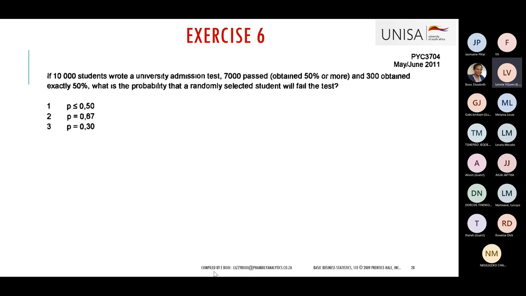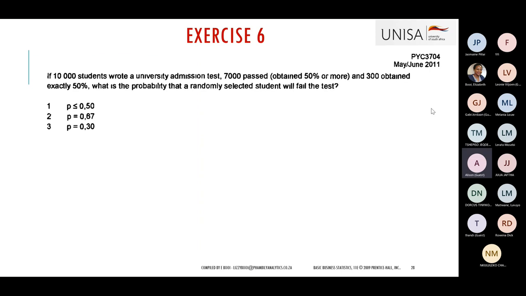So the answer would be number three, because it's the same question as the previous one, but I just want to understand why they do not take into consideration the 300? Because those people didn't fail, they passed the test, didn't they? Yeah. Remember, the 300 is also included in the 7,000, because in the 7,000 they passed with 50 or more. Okay, sorry. I need to read the question properly. Yes. Then number three would be the answer. Yes.